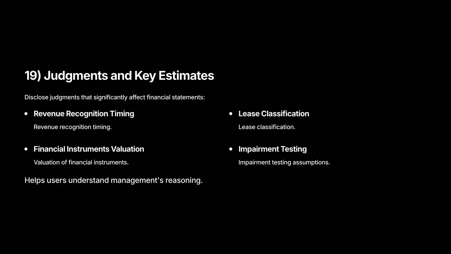Judgments and key estimates. Disclose judgments that significantly affect results. Examples: revenue cutoff timing, lease versus finance classification, valuation of complex instruments, and impairment assumptions. State key sources of estimation uncertainty and possible impact ranges. This helps users assess risk and reliability.